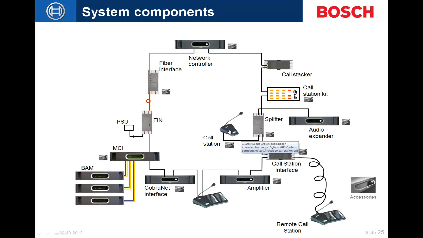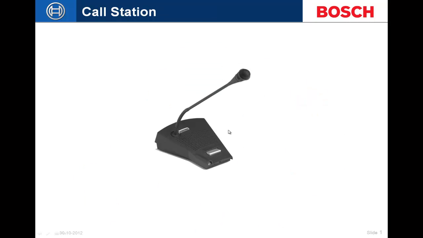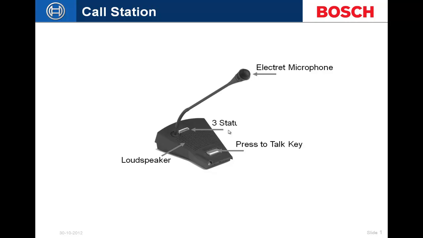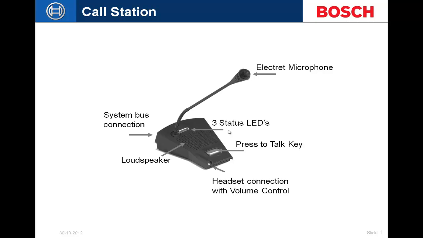Our fiber call station, as shown here, is essentially a network item. It does end up as a node within the Praesideo system. It comes standard with an electret microphone, a push-to-talk key, loudspeaker, 3 status LEDs showing live speech, emergency, and faults, as well as power. Headset connection with volume control, and a system bus connection.